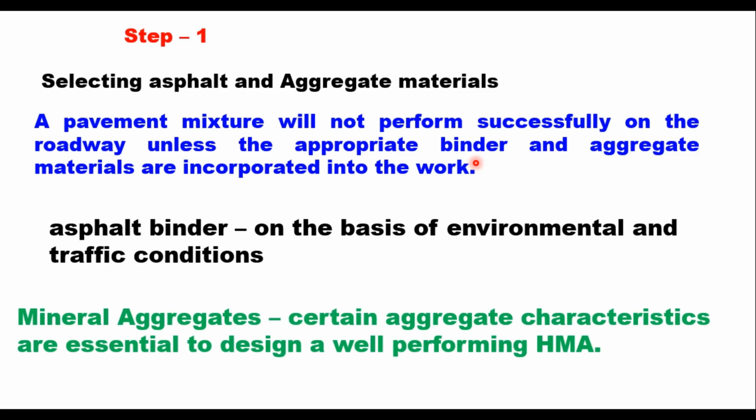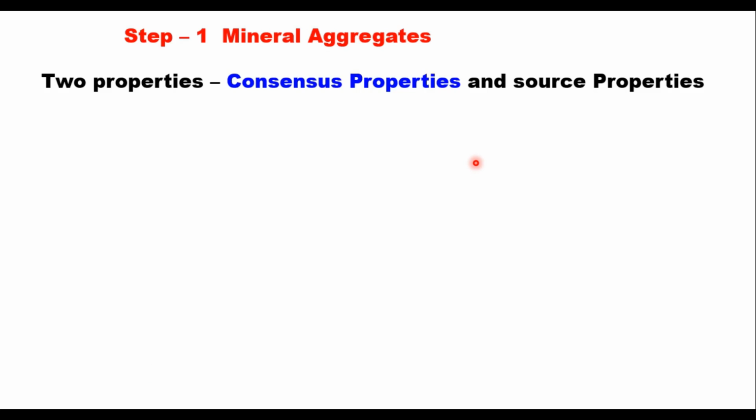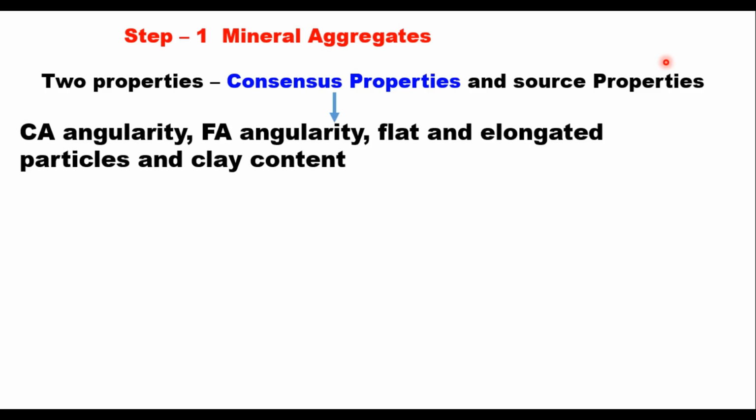The mineral aggregates. Certain aggregate characteristics are essential to design a well-performing hot mix asphalt, and these characteristics are broken into two categories. One is consensus properties and another is source properties. The consensus properties specified in the Superpave system are coarse aggregate angularity, fine aggregate angularity, flat and elongated particles, and clay content. The criteria for these properties are based on the traffic level and position within the pavement structure.